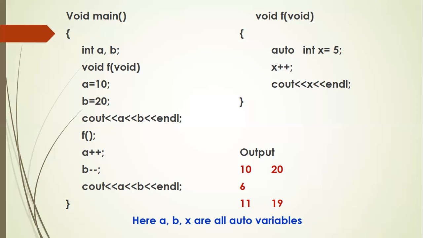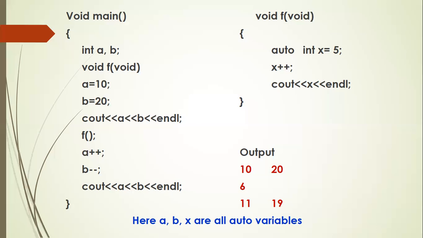At the time of leaving the function, x is destroyed because x is declared as an auto variable. After coming out of the function, the control goes to the line a++ because a is a local variable, meaning the main function can access a. So a becomes 11 and b-- means b becomes 19. Again display the value of a and b, which will be 11 and 19.